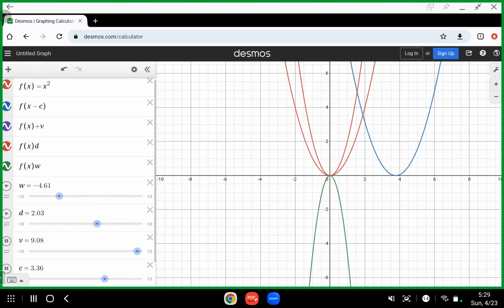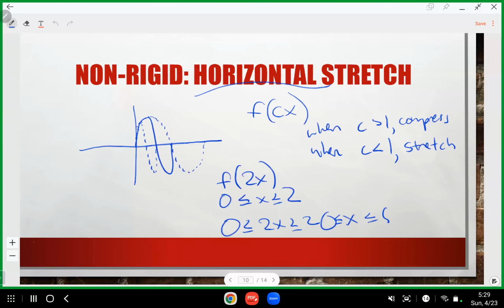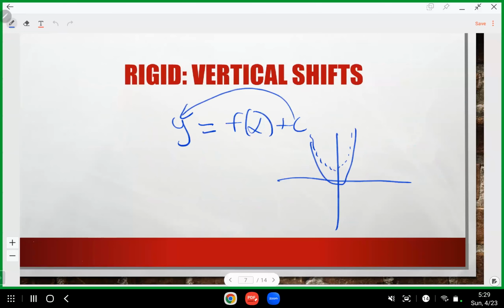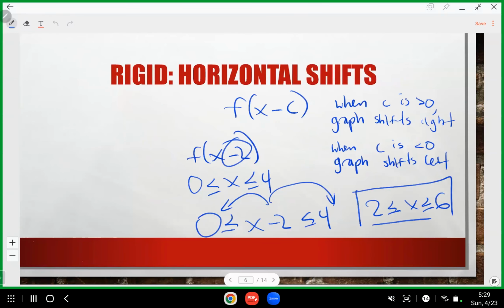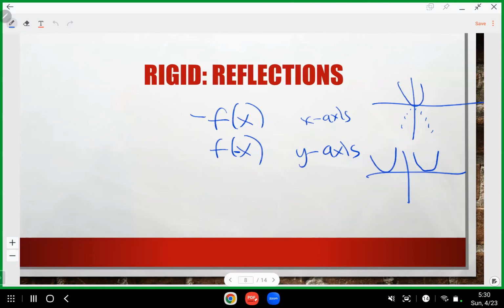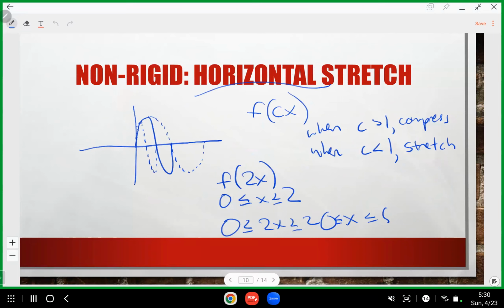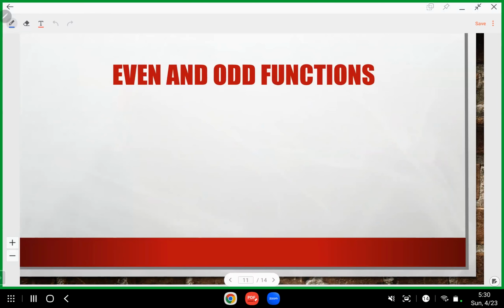So I think that's it for the non-rigid ones. That's all of them. So let's go over all of them. We have the horizontal shifts. Again, domain is important. You have the vertical shifts. Domain is not important because it's affecting the y instead. You have the reflections. You have the non-rigid vertical stretch, the horizontal stretch, all of those. So now let's go over even and odd functions.